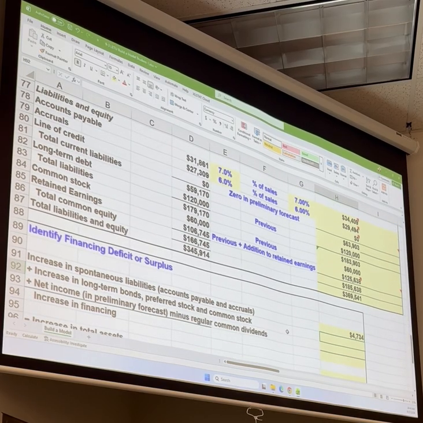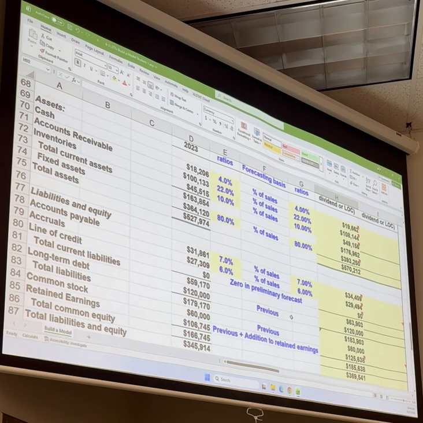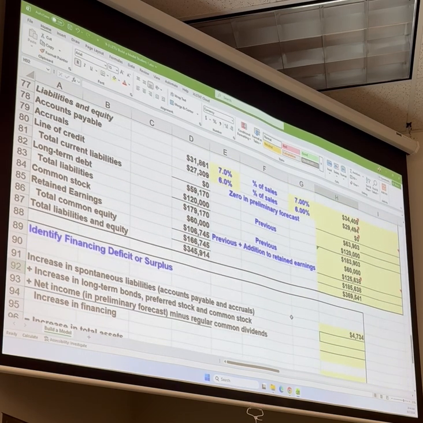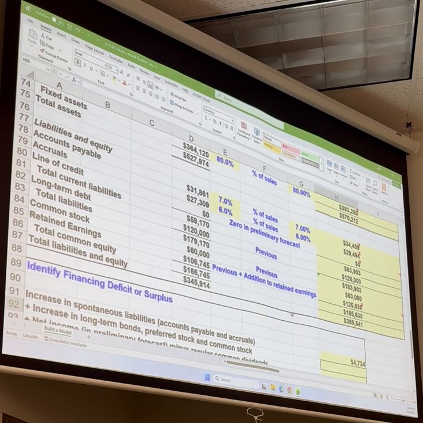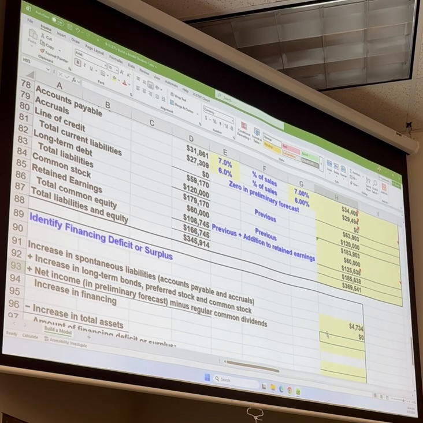Our increase in long-term bonds, preferred stock, and common stock. So our long-term debt didn't change, right? Our preferred stock, we don't have any preferred stock, that didn't change. Our common stock didn't change, right? So none of those changed, so that's just zero. Plus our net income in the preliminary forecast minus regular common dividends.